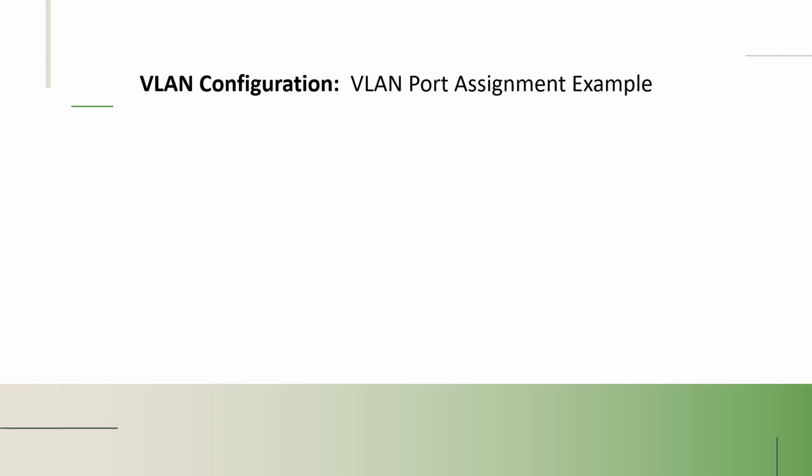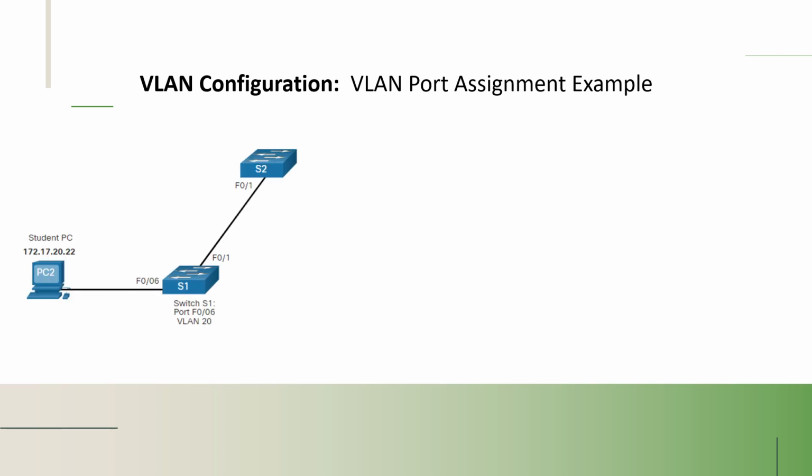And here is the example that we mentioned before, where the port F0/6 on the switch is configured as an access port and assigned to VLAN 20. Any device connected to that port will be associated with VLAN 20. Therefore, the computer PC2 will be in VLAN 20. So the commands are listed here.